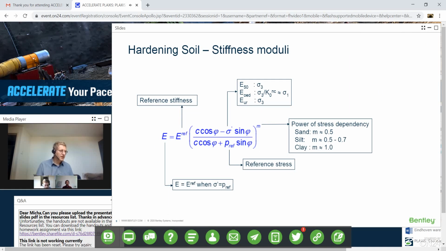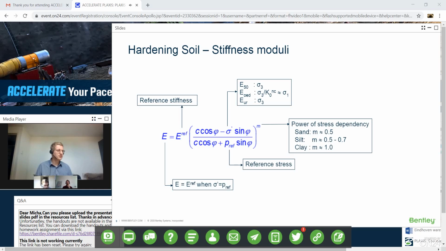Two remarks here. In the equation, we see minus sigma plus Pref. That is because the reference stress is always filled in as a positive value. But in Plaxis, stress it's minus 100 because it's compression. So this plus minus is to come over this sign convention thing. And the second remark is that power of stress dependency, that M, which determines whether the relation between stress and stiffness is linear or not.